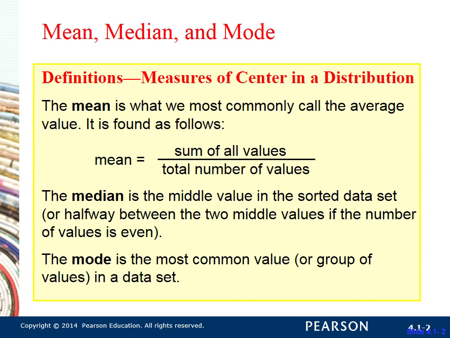You can find the mean and the median on your graphing calculator, but the mode you cannot. So the mode you just have to sort the data and then look for the one that's the most common.